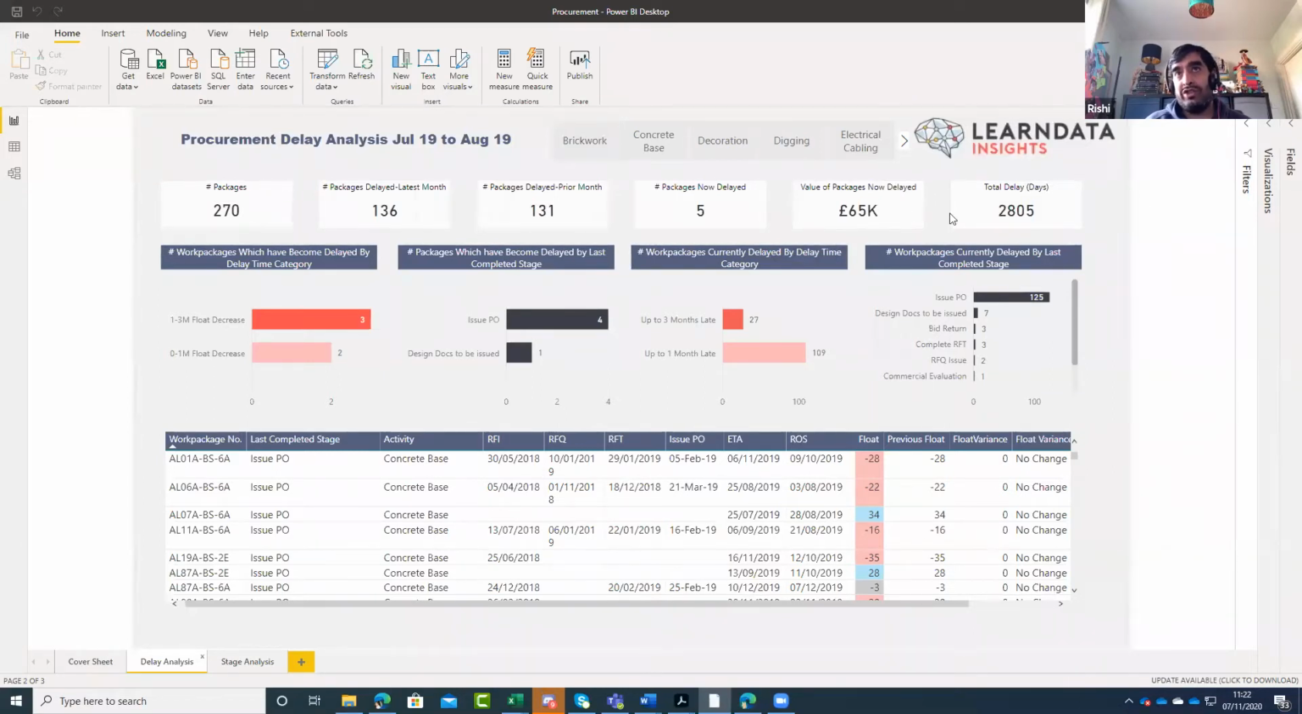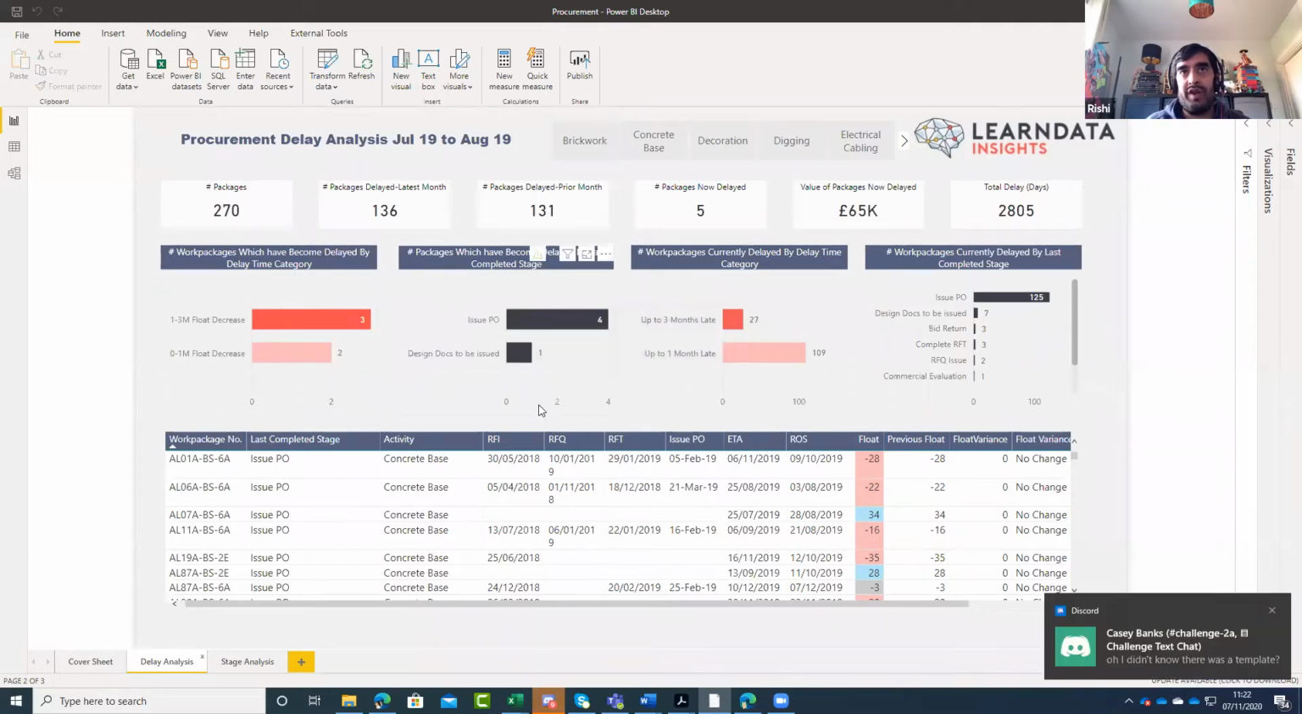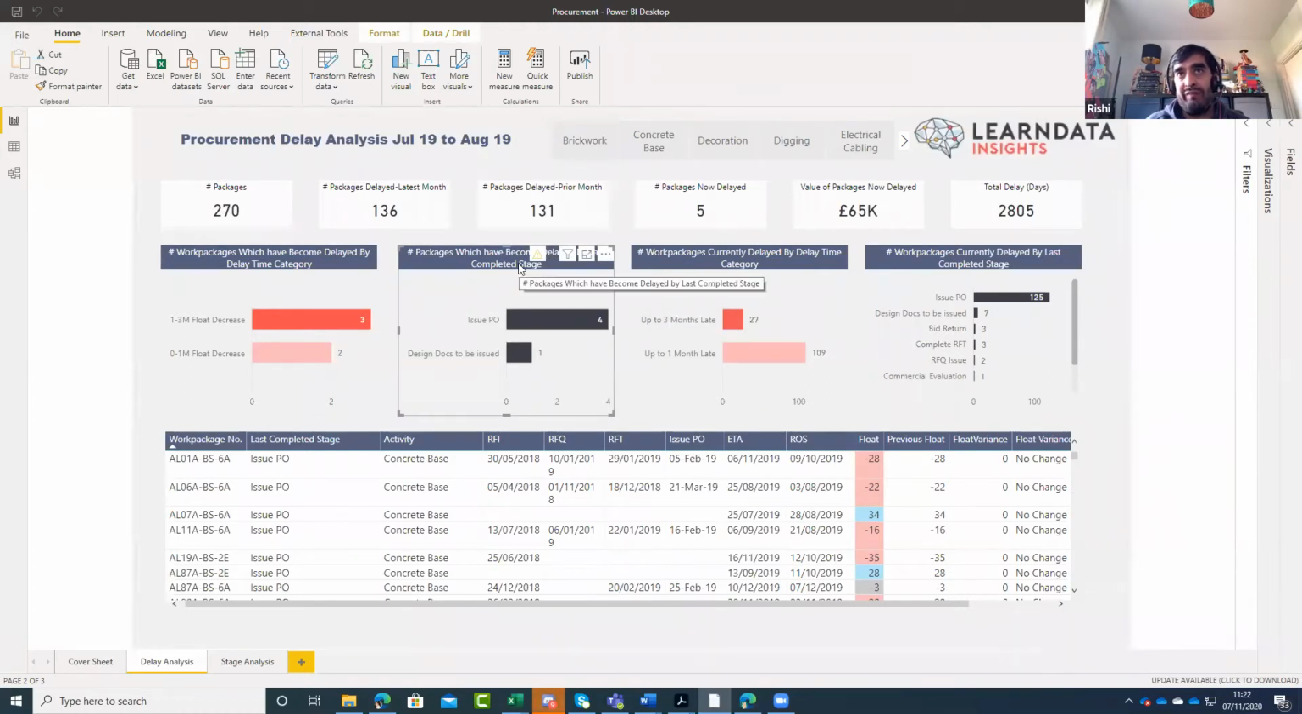That's why some metrics at the top are sometimes really good, because it gives them the information they need straight away. And then simple charts. Again, don't go overly complex in the data visualization, because complex visualizations increase cognitive load. So from here, we can see at a glance how many work packages have become delayed by category, so how many have had a 1 to 3 month float decrease, 0 to 1 month. Packages which have become delayed by last completed stage: what stage are they at where they've become delayed?